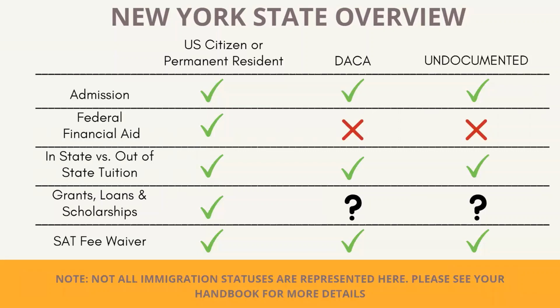But if you are a DACA recipient, in the state of New York, you have access to admissions, but you don't have access to federal financial aid, which means you don't have access to receive money from the national government, the money that comes from Washington, D.C. However, thanks to the New York State Dream Act, if you're a DACA recipient, you do have access to in-state and out-of-state tuition, meaning that you can get access to the pools of money that come from the state of New York.